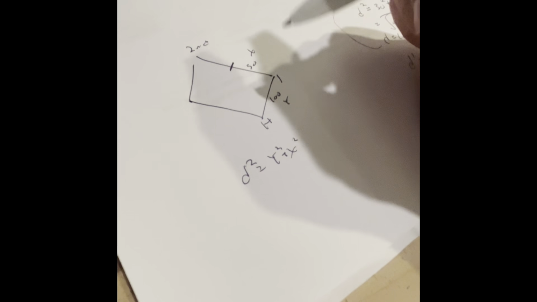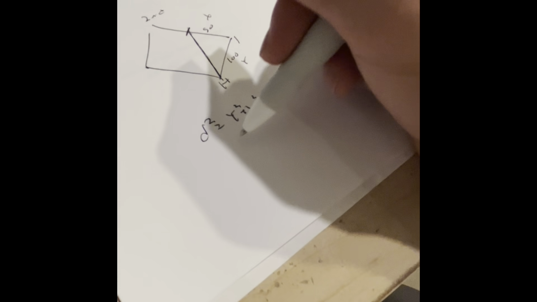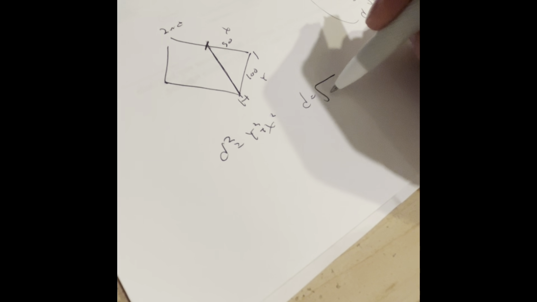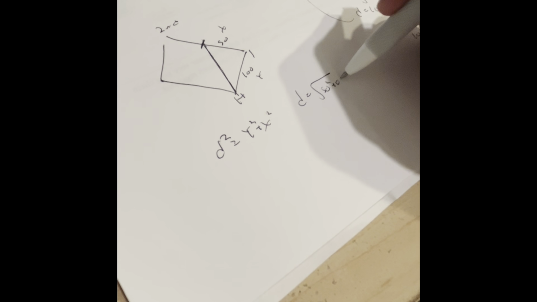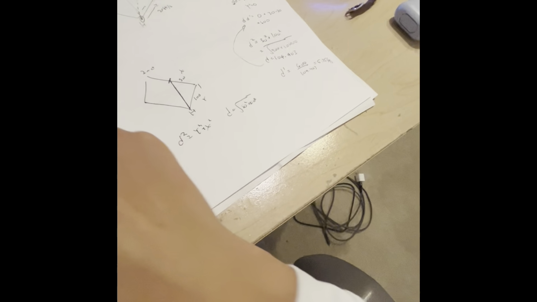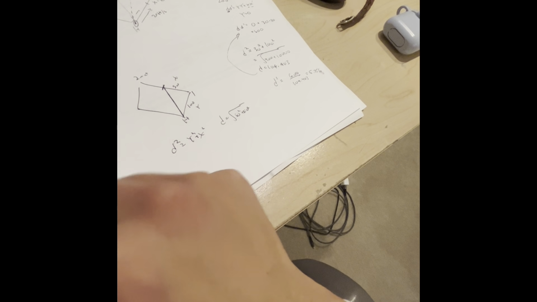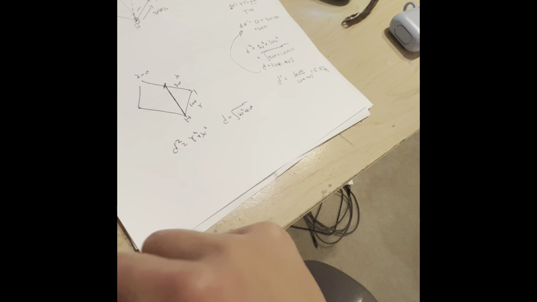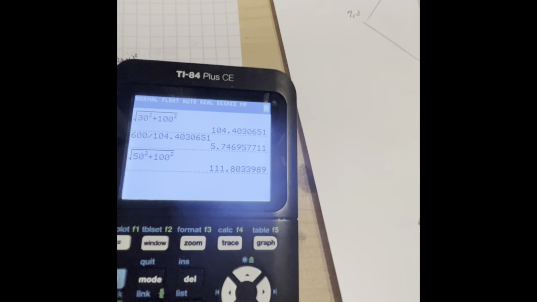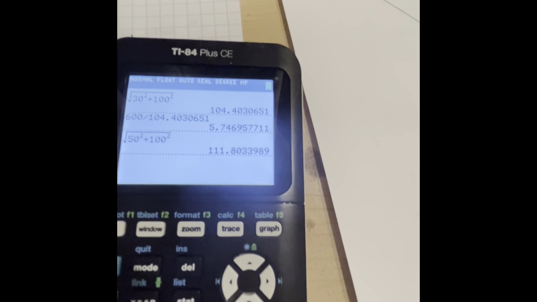For simplicity, we can just solve for x prime, right? And then let's just get this value real quick. So D squared equals Y squared plus X squared. In this situation, D equals the square root of 50 squared plus 100 squared. And what does that equal? That's equal to 111.80.